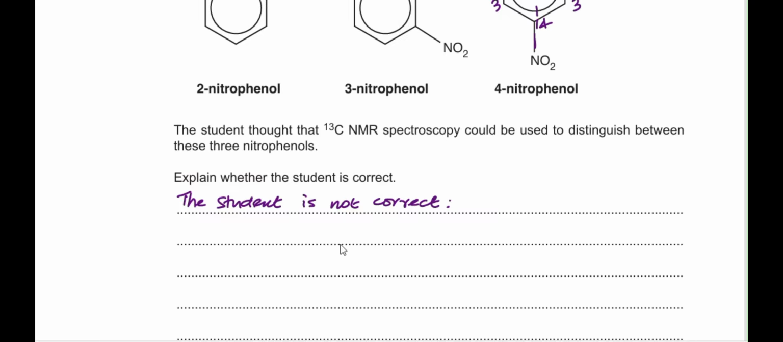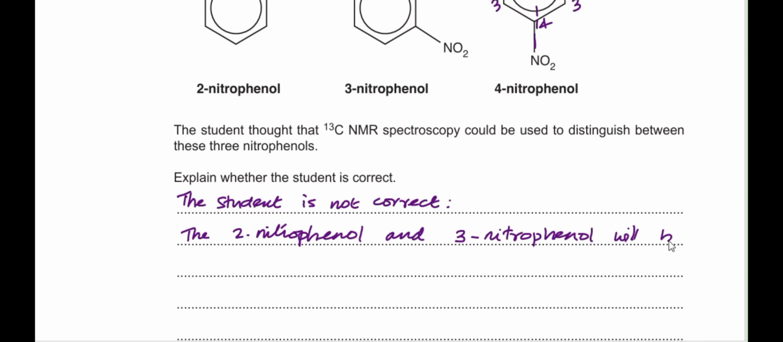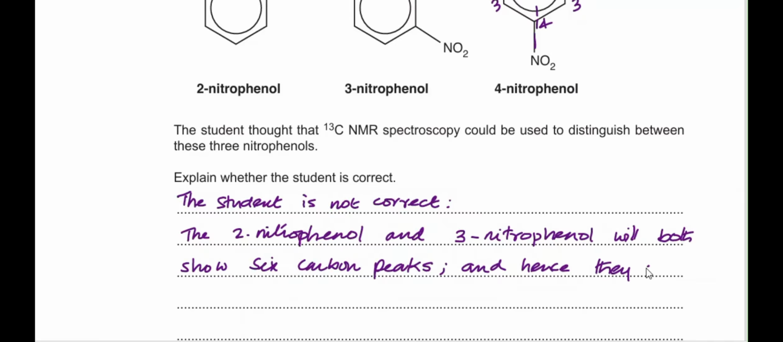We'll explain the reason here. The 2-nitrophenol and 3-nitrophenol will both show 6 carbon peaks, and hence they can't be distinguished.